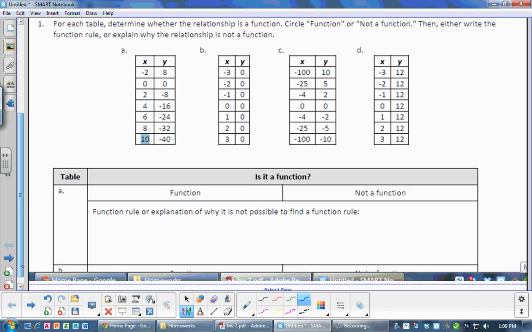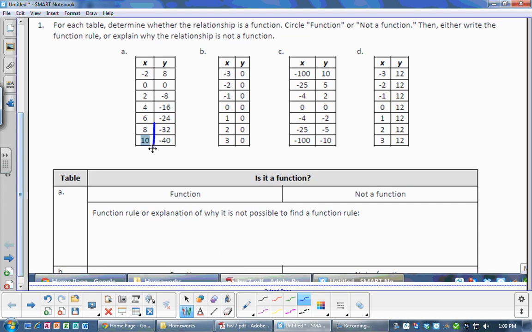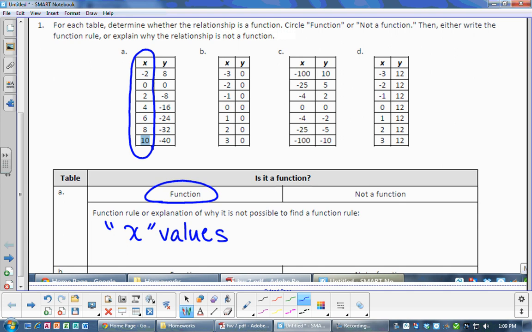So looking at A, ladies and gentlemen, we're concerned with the x values of our table. For it to be a function, the x values are not allowed to repeat. Looking here, negative 2, 0, 2, 4, 6, 8, 10 are all different numbers. Therefore, A is a function. And the reasoning you would give is that the x values do not repeat.